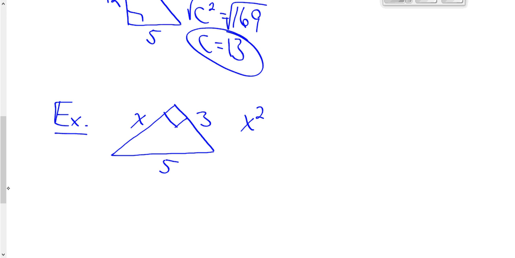5 squared equals what? X and the 3? X plus 3? You're not going to square anything? Why not? Oh, it's squaring it. Yeah. Let me just do this. X squared plus 3 squared equals 5 squared. Why did I switch it around? I got a little quick. You notice I switched it around?